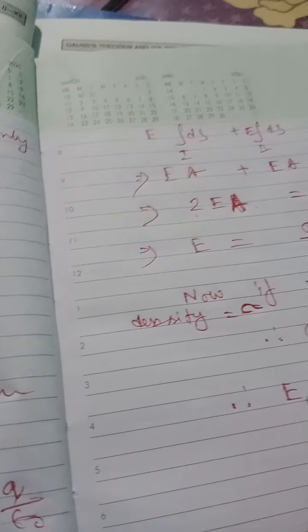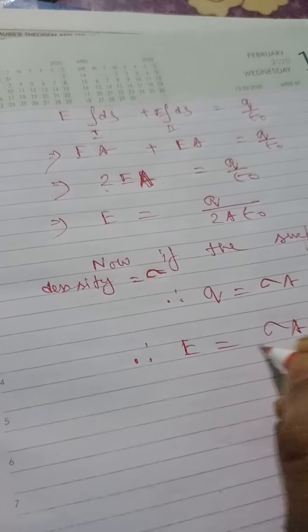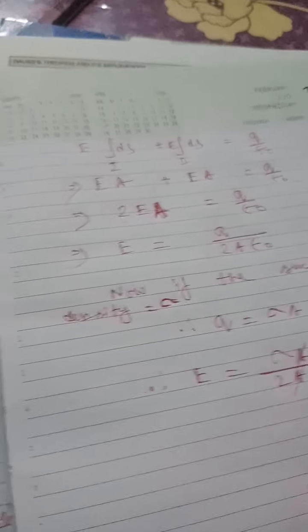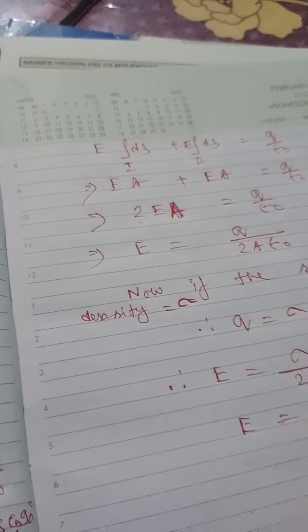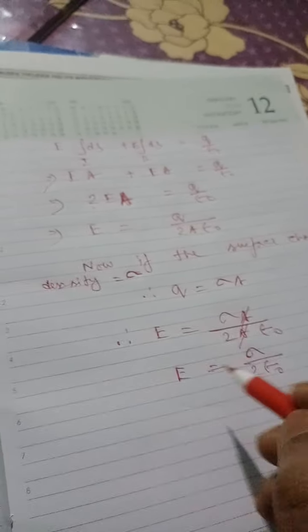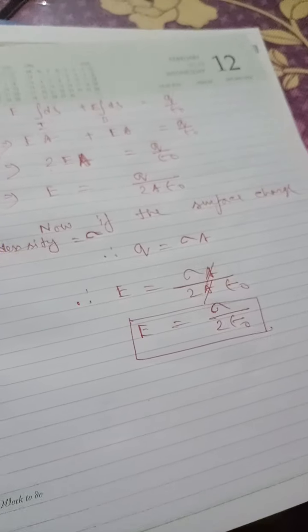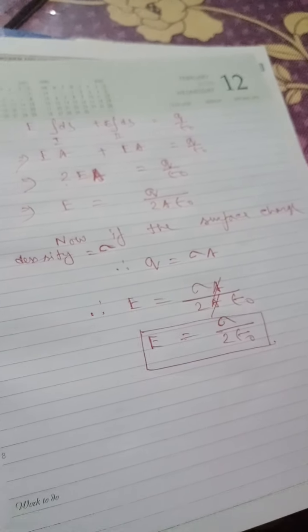Therefore E is equal to, in place of Q, sigma A by twice A epsilon naught. So this A and this A cancel, that is E is equal to sigma by twice epsilon naught. So this is the expression of electric field intensity for the uniformly charged infinite plane sheet.